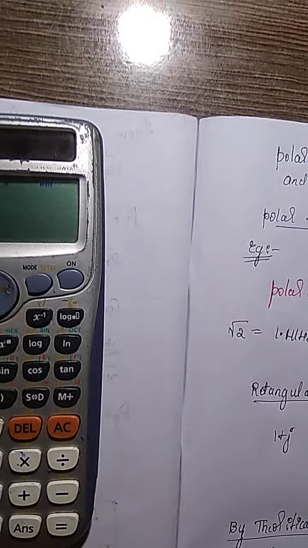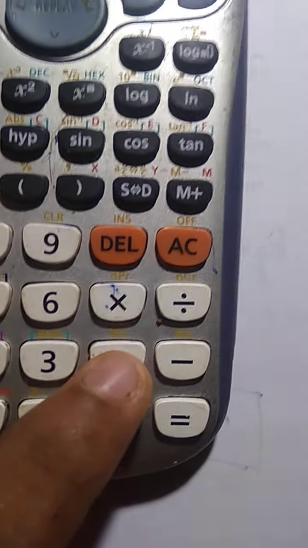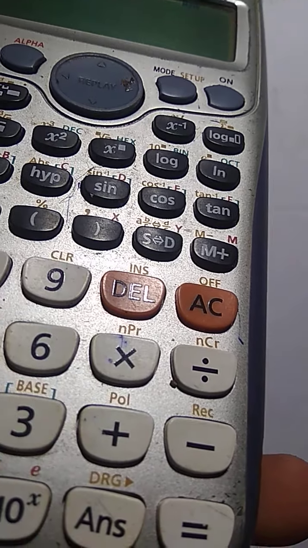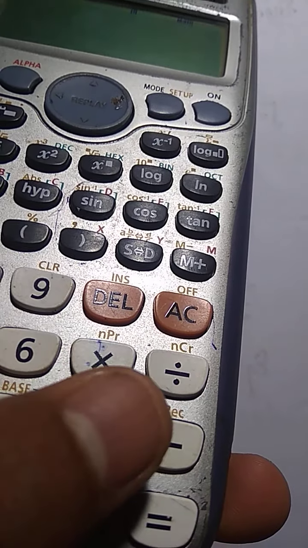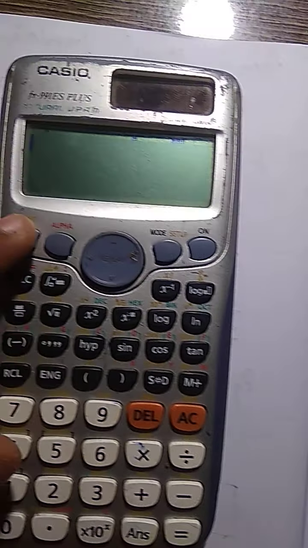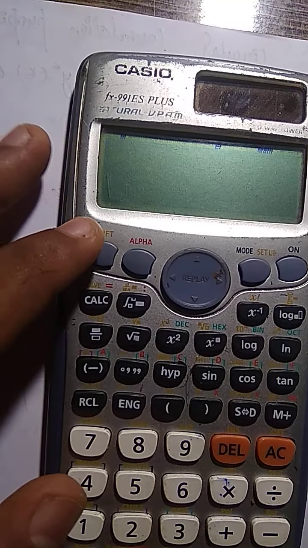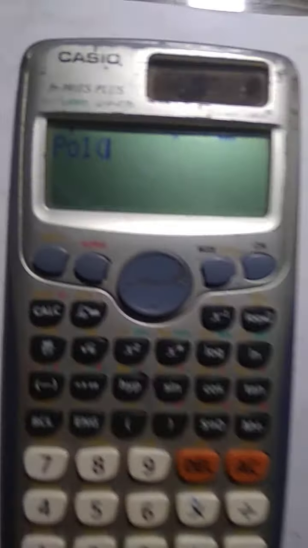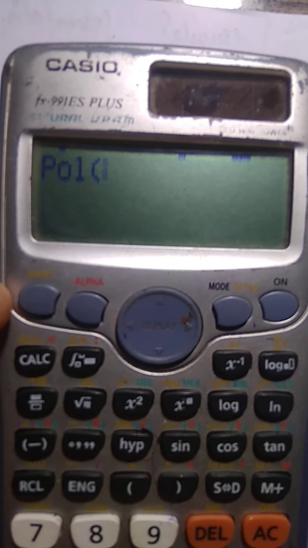You can see here there is an option, which I can show in larger view. Here it is the polar coordinate, and here is the rectangular coordinate. Let's do it with some examples. First of all, to convert this mode, you press shift and then plus. You can get this polar option.